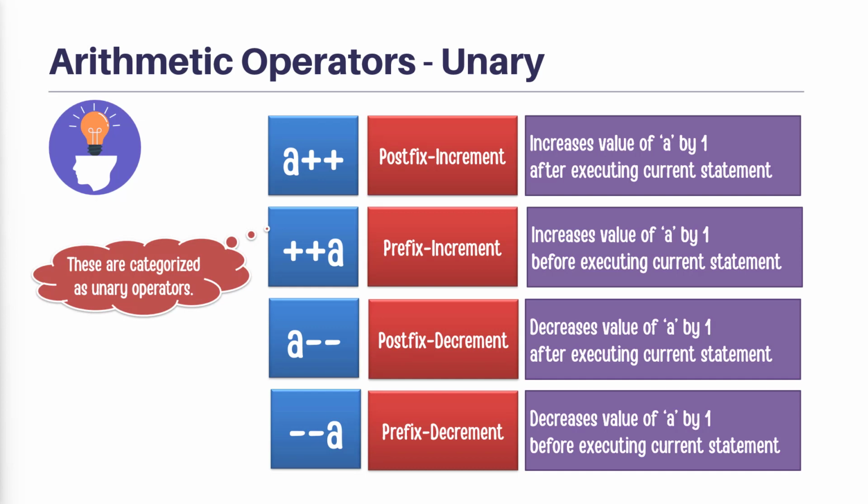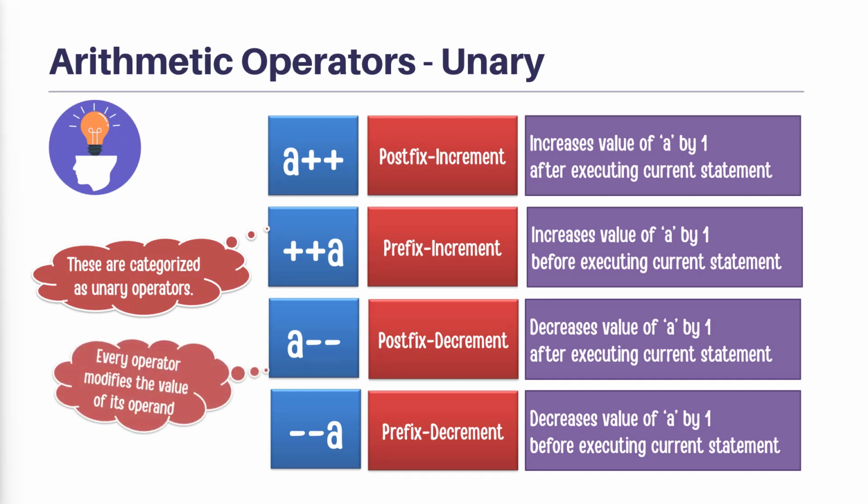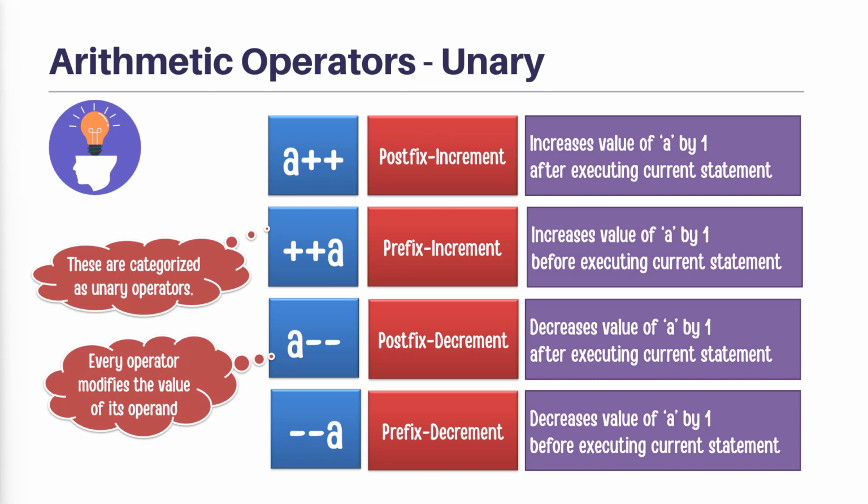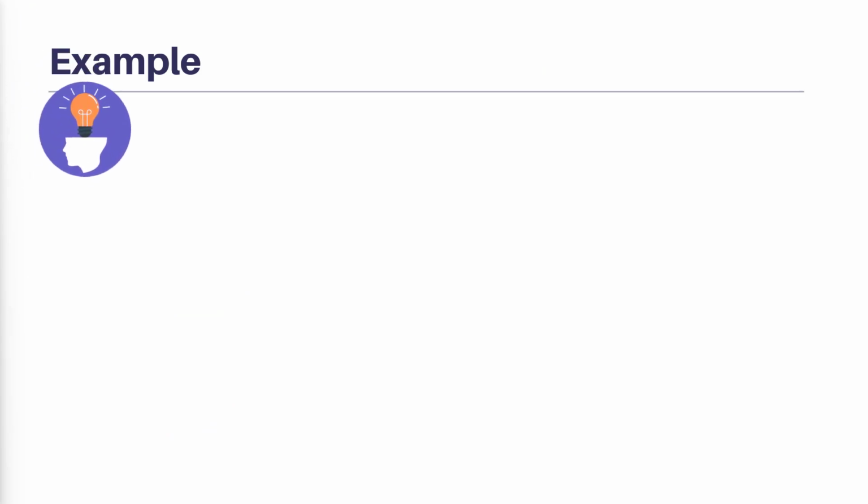This is because these operators work on a single operand. Also, unlike binary arithmetic operators, these unary operators modify the values of their operands. Let's have a look at the code snippet shown here.